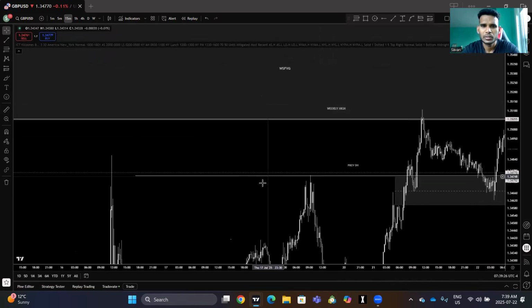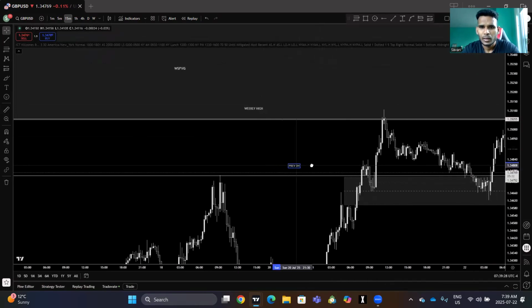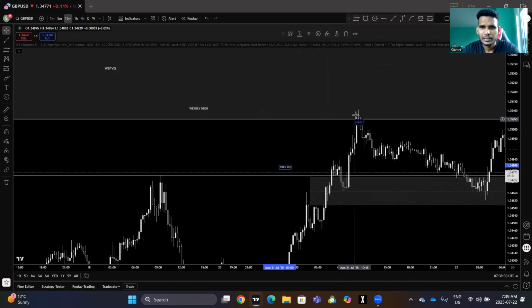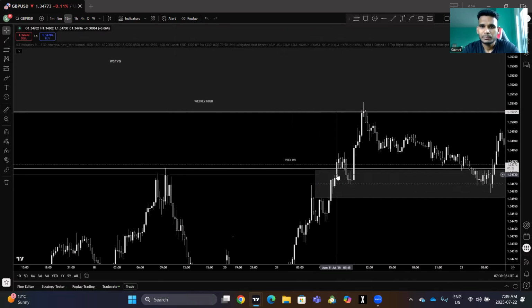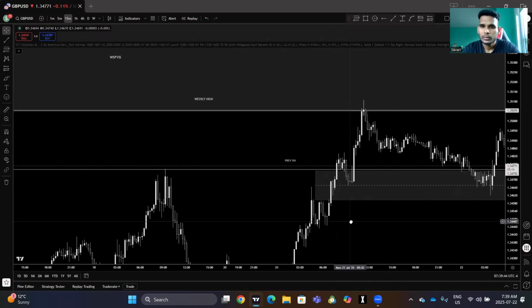Beautiful expansion all the way towards the previous day high. As you can clearly see, it's not a sweep like this. It's just a clear candle close, which means price wanted to print higher. Previous day high break and closed above. It's a candle close, which means a clean, authentic breakout.